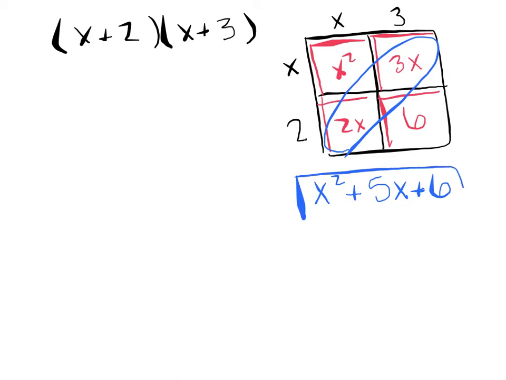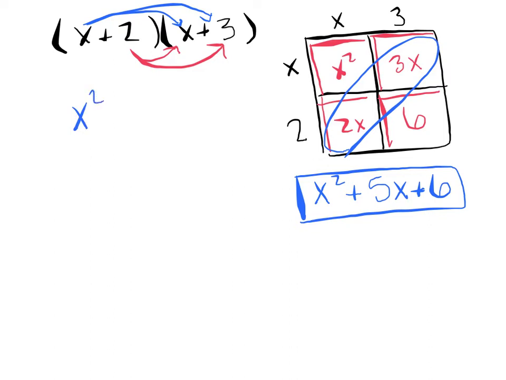Just like with single distribution, double distribution can be done without the area model. This just means that we have to distribute twice. I'm going to distribute with the x, and then I'm going to distribute with the 2. So let's start with the x. The first arrow I drew was x to x. So x times x is x squared. Then I did x times 3, so that would be 3x. With the 2, we do 2 times x, which is 2x, and 2 times 3, which is 6.